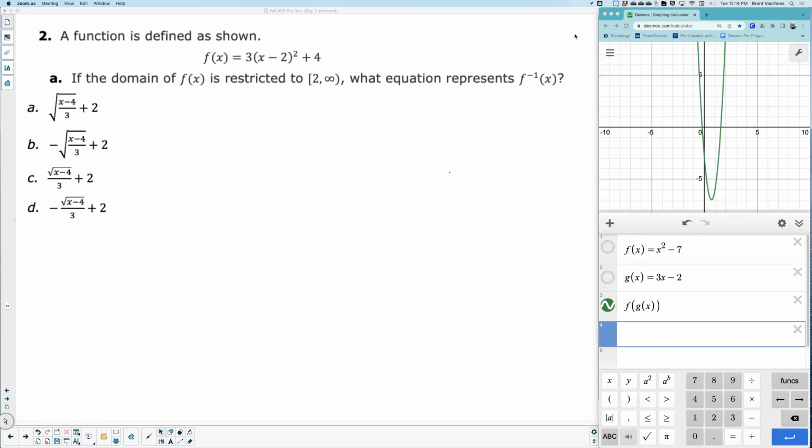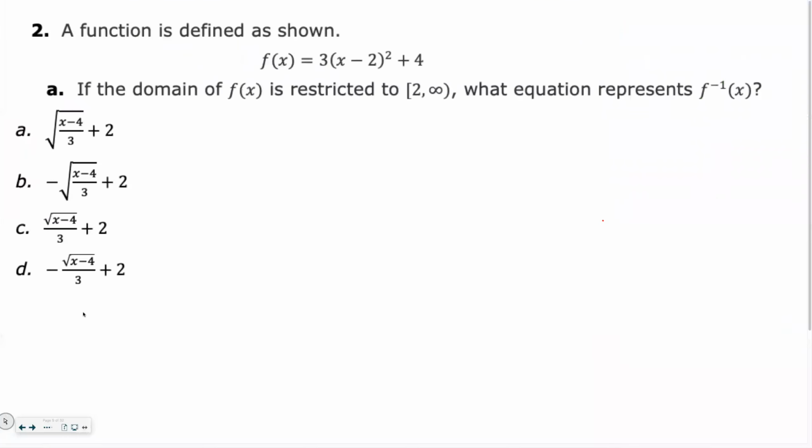Number 2, a function is defined as shown. There's the function. Part A, it says if the domain is restricted to [2, infinity), what equation represents f^-1(x)? First question I have for you here. Let me go large screen so you can see a little better. First question I have for you has to do with this symbol f^-1(x).